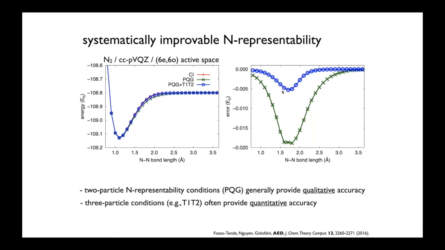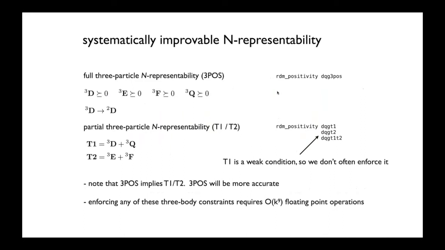So here I still have errors on the order of 5 millihartree or so in the spin recoupling region, but the error is much smaller. I could make the errors even smaller by using full 3-positivity, but I don't have that figure handy, so this is the only one I'm showing you. Oh, there's that slide that I meant to have. T1's weak, so we don't often enforce it.